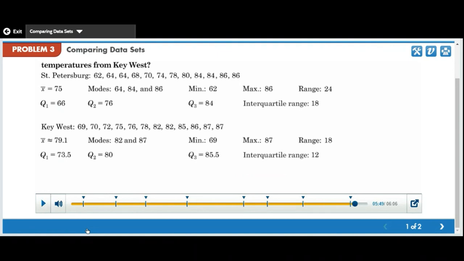Alrighty, so here's the data that we've compiled for Key West and also St. Petersburg. St. Petersburg being the first data set that we compiled, and Key West being the second data set that we compiled.